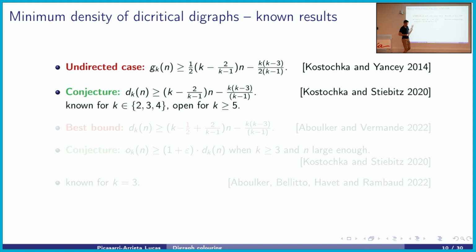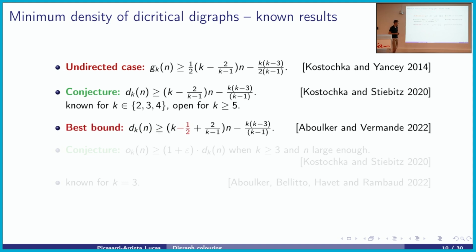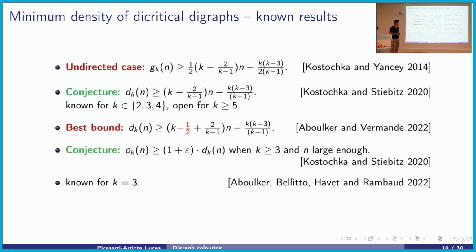And then we can look at the weaker form of the first conjecture of Kostochka and Stiebitz, because if d_k of n is twice g_k of n, then in particular it should be at least this, and already this is open. And this is not only for low values of k. The best bound we know in general is due to Aboulker and Vermond, and it is close to the conjectured one, but you see that we still have a gap of roughly n over 2. And for the second conjecture, all the cases except the case k equals 3 are open.